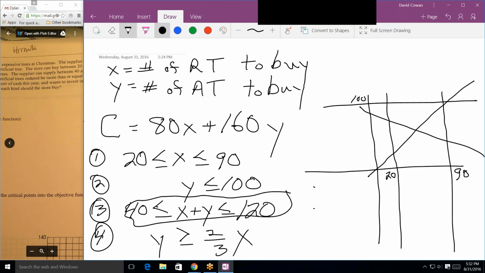Okay? Now here's your vertices. There's one. These are your critical points. So somewhere in here is the optimum answer. And once you figure out these 5 critical points, plug them into the cost function, whichever one gives you the smallest number, that's what you go with. That makes sense, because it's money and they want to spend the least amount possible this year.